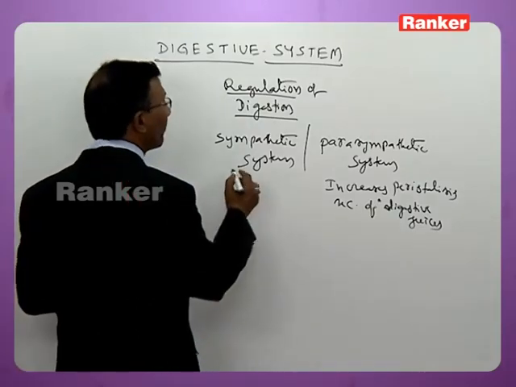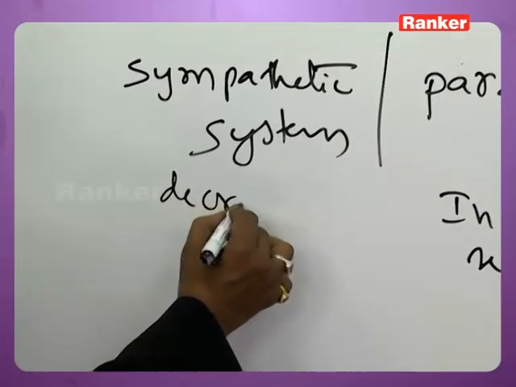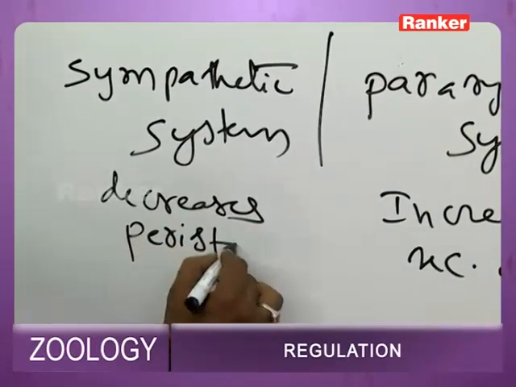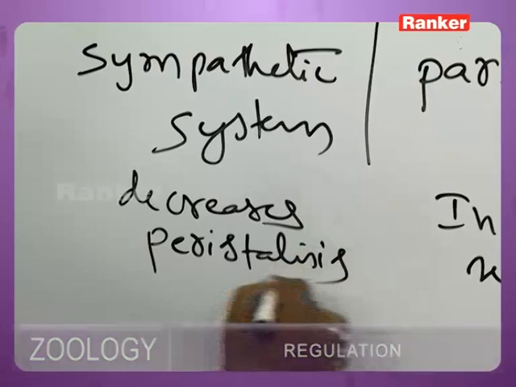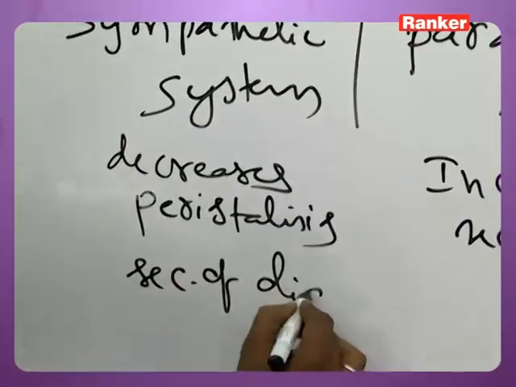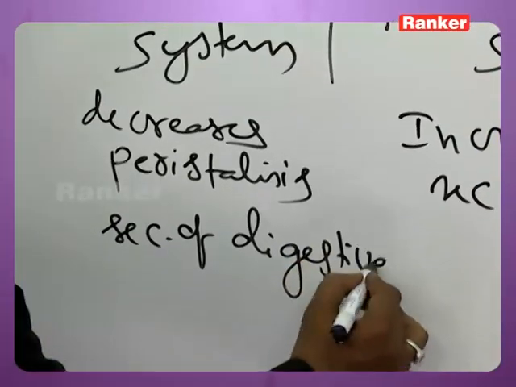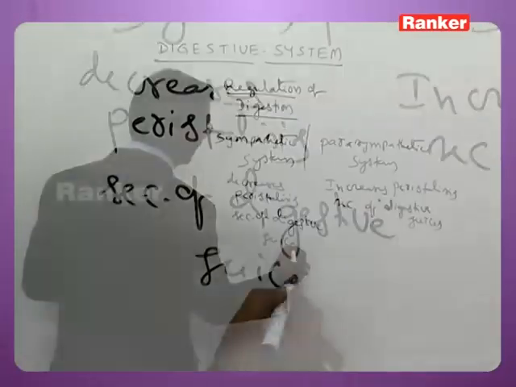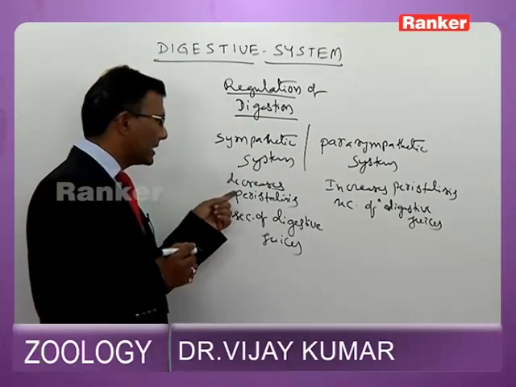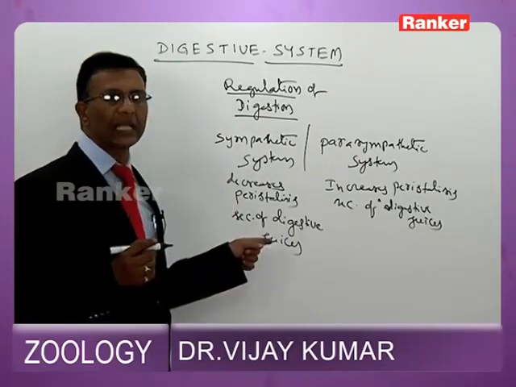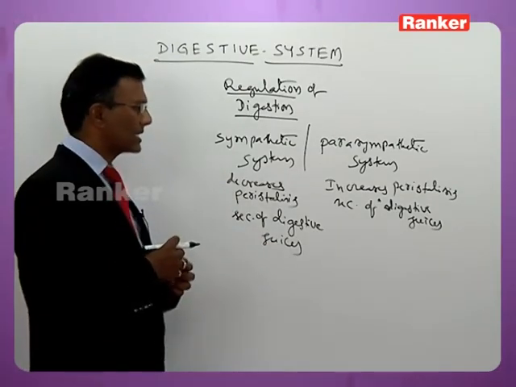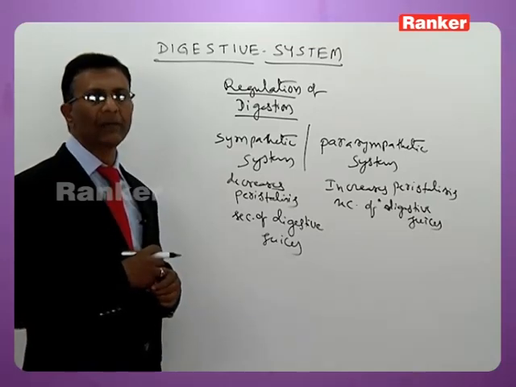The sympathetic system decreases peristalsis and decreases secretion of digestive juices. Right? Both of them are antagonistic to each other once again. The sympathetic system decreases peristalsis and decreases secretion of digestive juices. The parasympathetic system increases peristalsis and increases secretion of digestive juices.